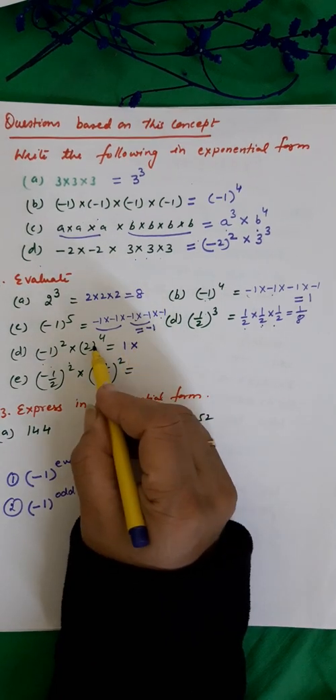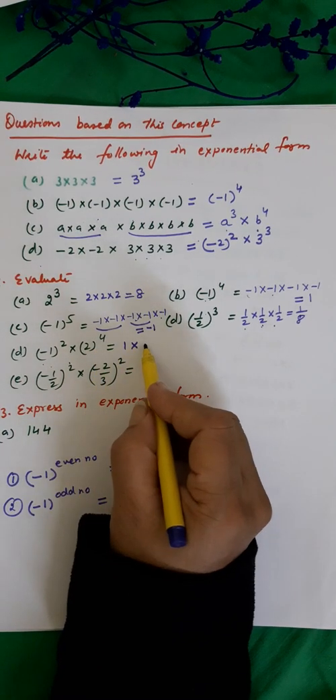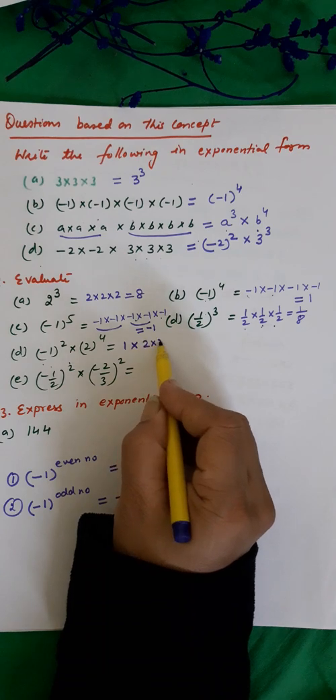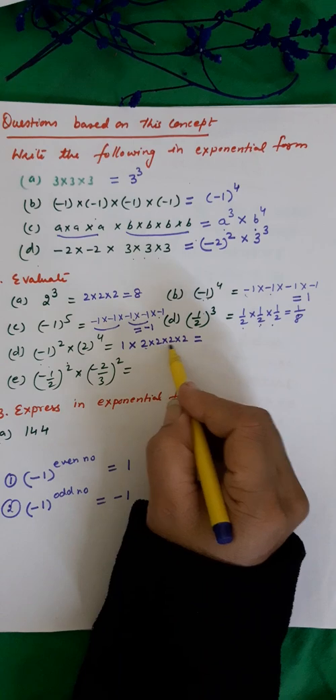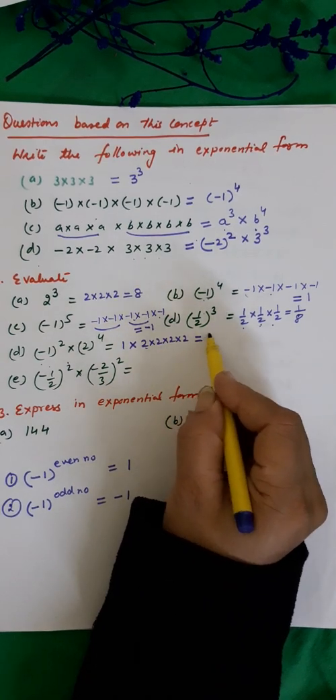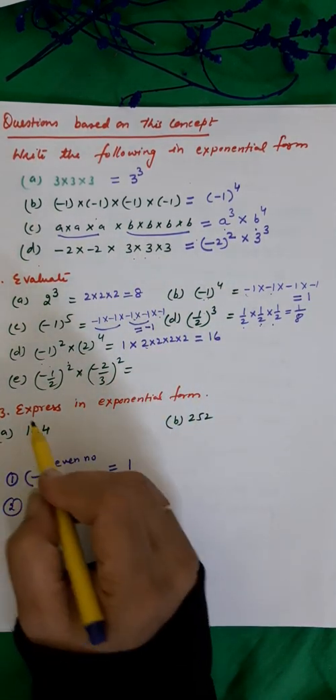Into 2 raised to the power 4. 2 raised to the power 4 is going to be what? 2 into 2 into 2 into 2. So this is going to be 4 into 4, 16. That means 16 is the answer.